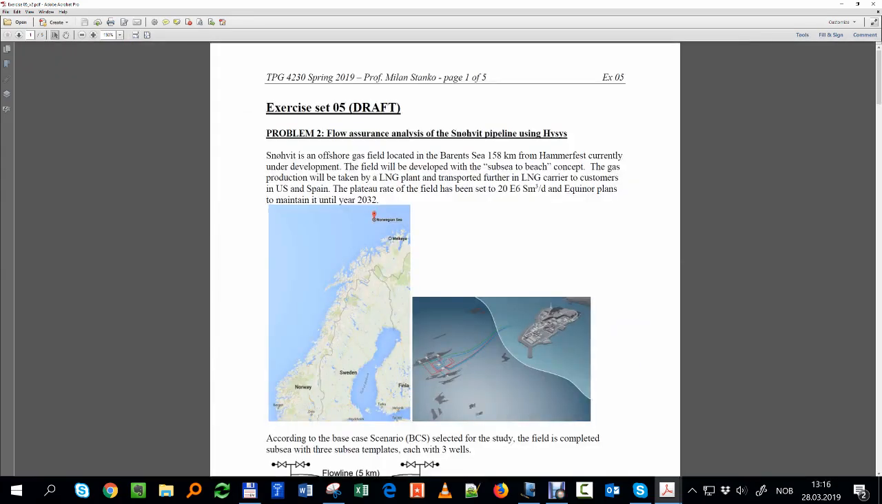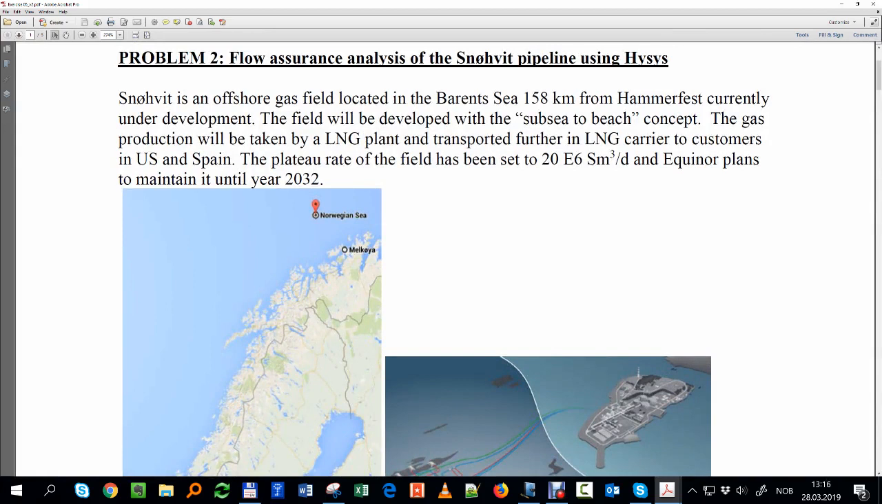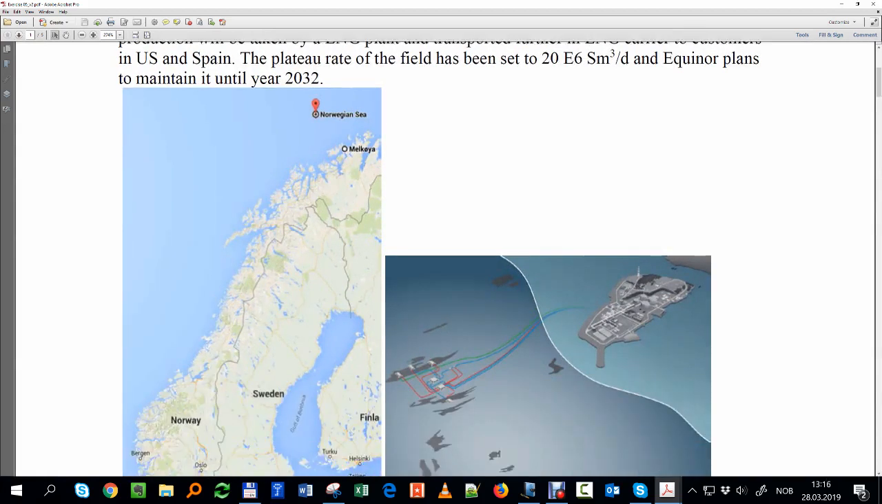Okay, but basically we have again this field Snow White you're getting very fond of. The main challenge there, flow assurance in that field, is this long transportation pipe that goes from the field subsea all the way to Melkoya. So the main risk there is, it has light hydrocarbons, the temperature is reducing, pressure is reducing, and you have some liquids, okay? You have some water coming out of solution. So the main concern there is hydrates. That's what we are focusing on in this problem.